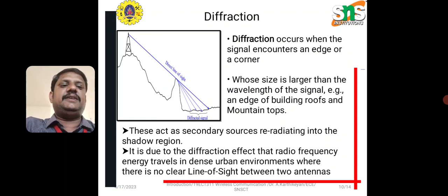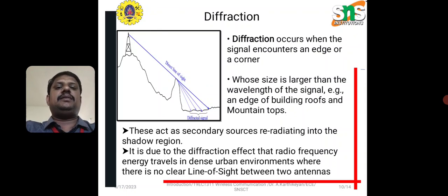Diffraction is encountered at a single edge or edge corner, like the building we saw first. There is a corner of the building, so diffraction takes place. The size is larger than the wavelength, very large compared to the other one. Automatically its secondary sources redirect or re-radiate the signal into the shadow region. The shadow region is the other end of the medium, so we can go for the diffraction method.